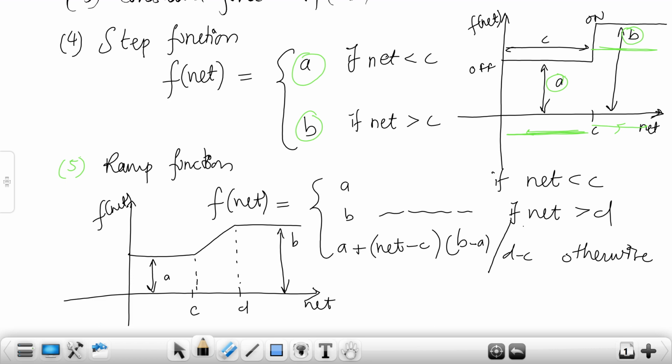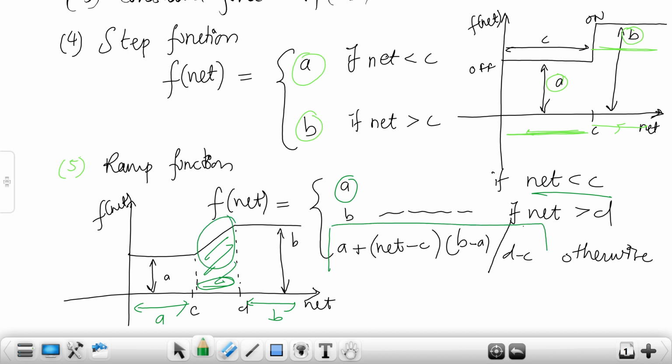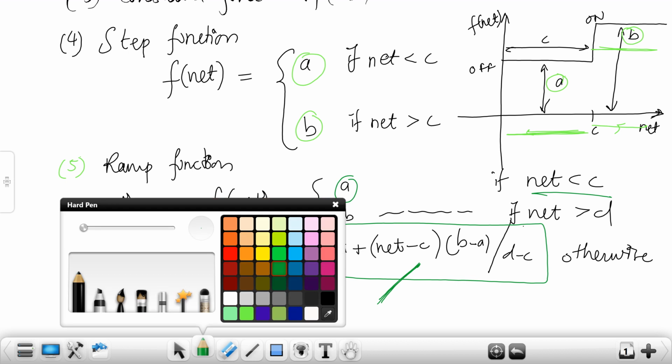So if net is less than C, it will be A. If it lies anywhere up to here, it will be A, and beyond D, it will be B. So this is A here, this is B here. But in between, in this region, it will behave according to this equation. That is basically a ramp, an equation of a line with a slope. So this was your ramp function. Now we'll go ahead to the next one.